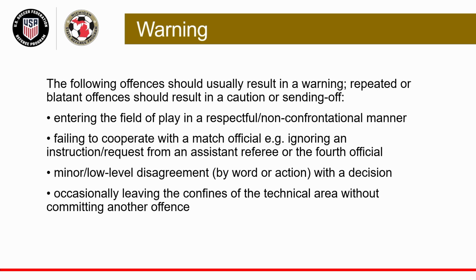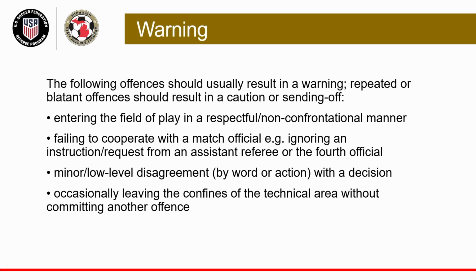So here are the examples of warning. Entering the field of play in a respectful, non-confrontational manner. Failing to cooperate with a match official, for example, ignoring an instruction or request from an assistant referee or the fourth official. Minor or low-level disagreement by word or action with a decision. Occasionally leaving the confines of the technical area without committing another offense. These offenses should usually result in a warning. Now the key word here is of course usually, not always, usually. So we're going to talk about what the word usually means in a little bit.